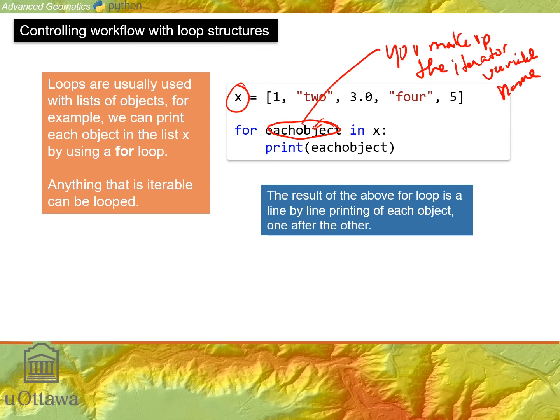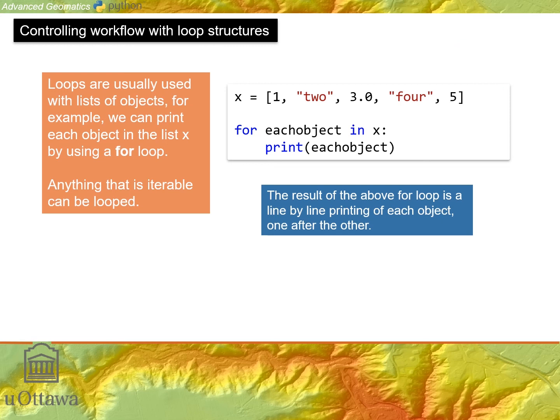So since a list contains a bunch of objects, I just said for each object in the list called X, and then I just print each object. And it prints them out sequentially like that. I could have just said, for the most common iterator variable is called I, just the letter I. So the most common iterator variable would just be I. For I in X, print I. But it's better to be explicit as to what that might be.